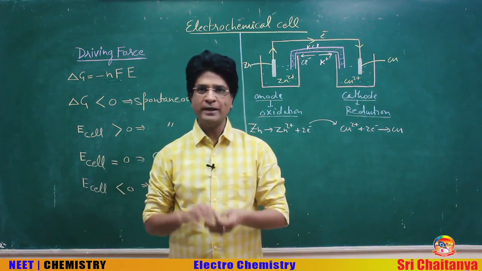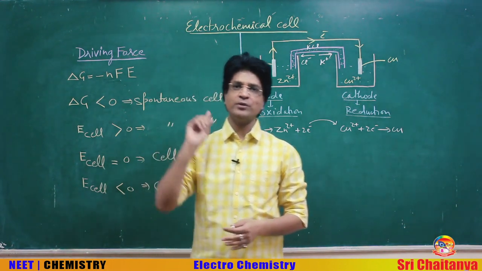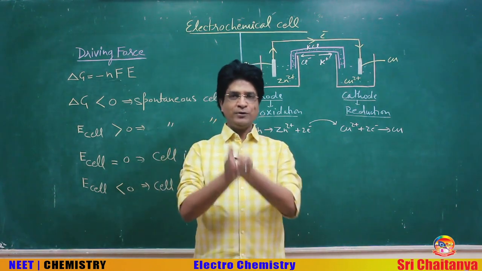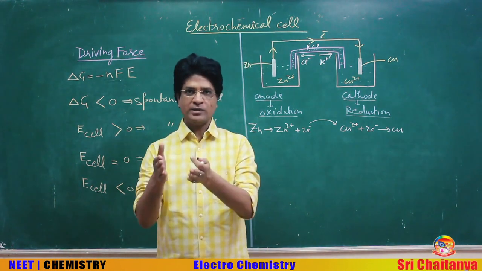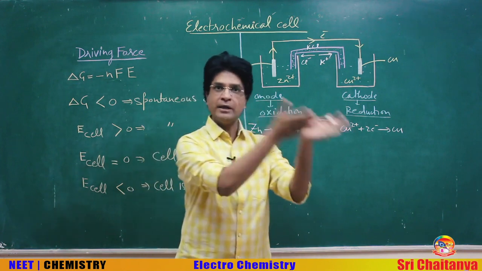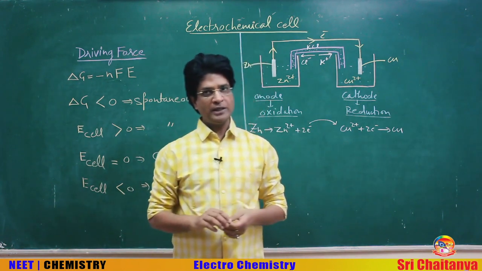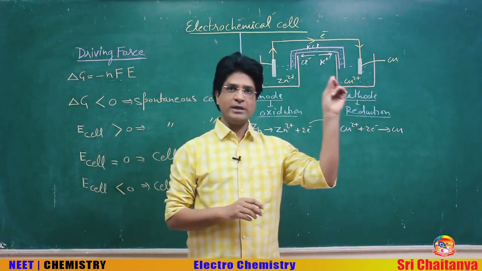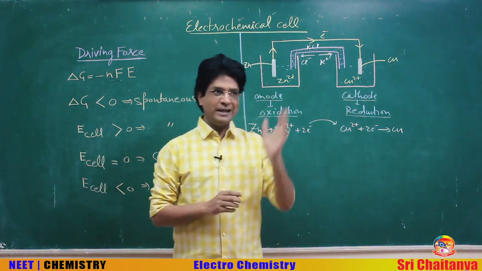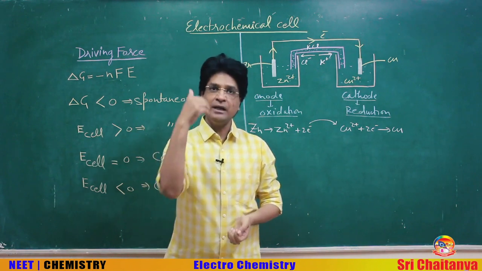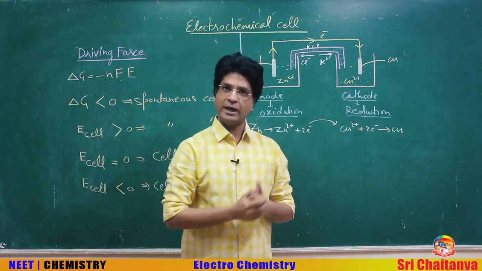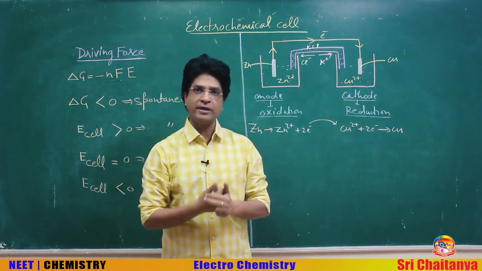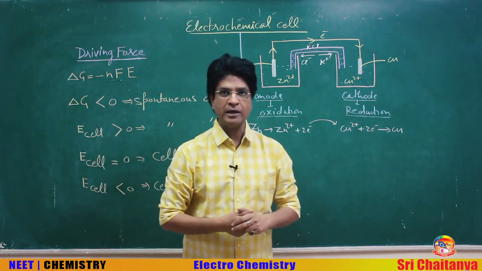Today we'll be doing the final part of electrochemistry, that is electrochemical cell. So what is electrochemical cell? Electrochemical cell is a cell which converts chemical energy into electrical energy with the help of a spontaneous chemical reaction. If we compare electrochemical cell with electrolytic cell, which we discussed earlier, electrolytic cell uses electrical energy to drive a non-spontaneous chemical reaction. Here we are using a spontaneous chemical reaction to produce electrical energy.